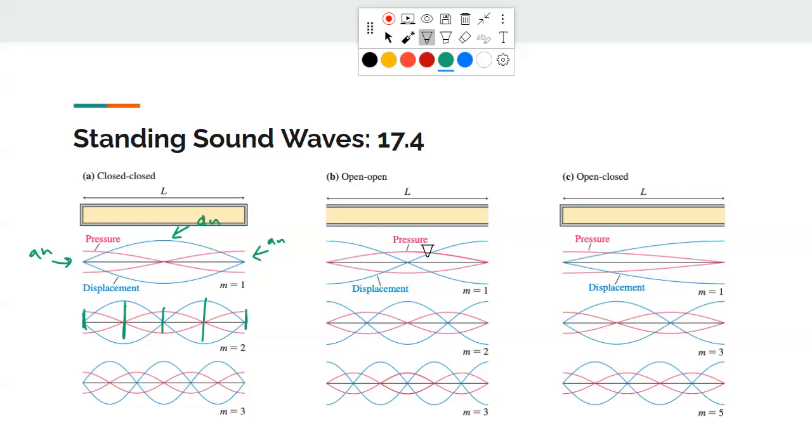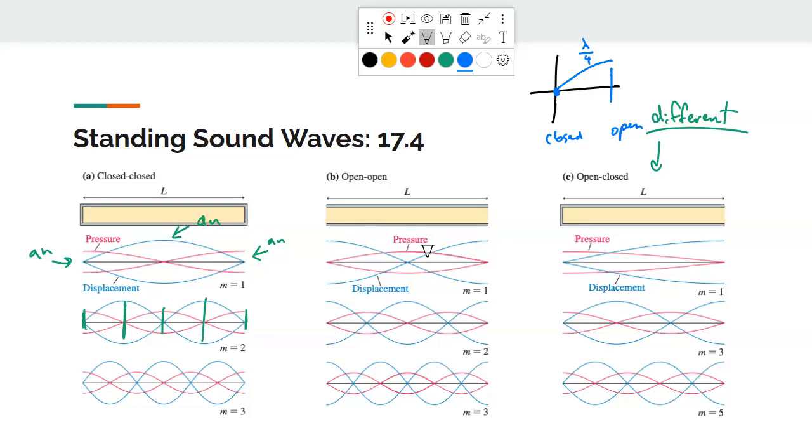But the open closed one, so this one is different. So this is our first time seeing what a mixed boundary condition looks like. And so I think it's worth getting into the details of. You can see here for the displacement that what happens is we have no displacement on the closed end. So on the closed end, we have no displacement, but on the open end, we have an antinode. And so what this graph looks like is it looks like 1/4 of a wavelength.